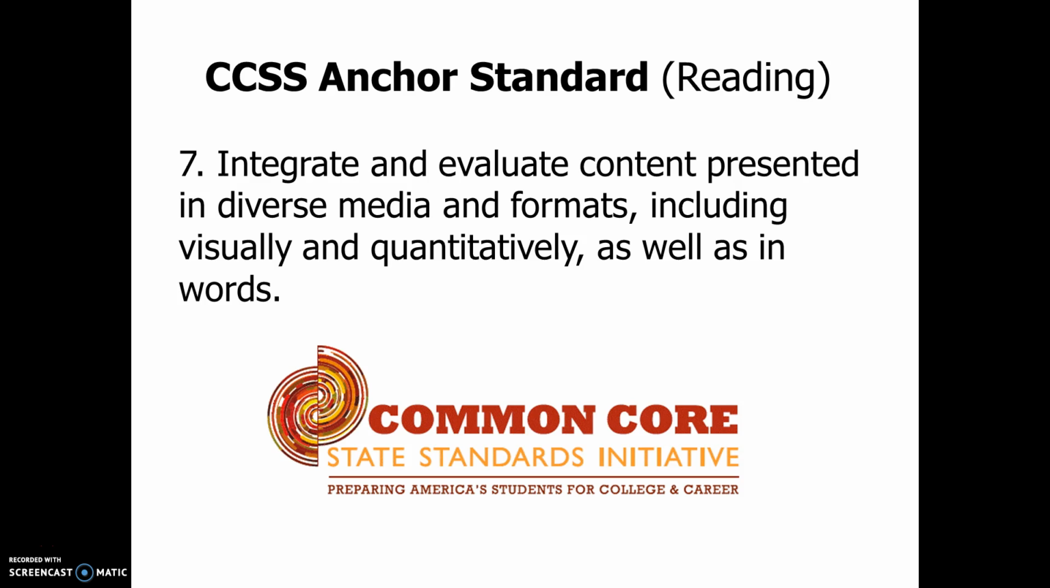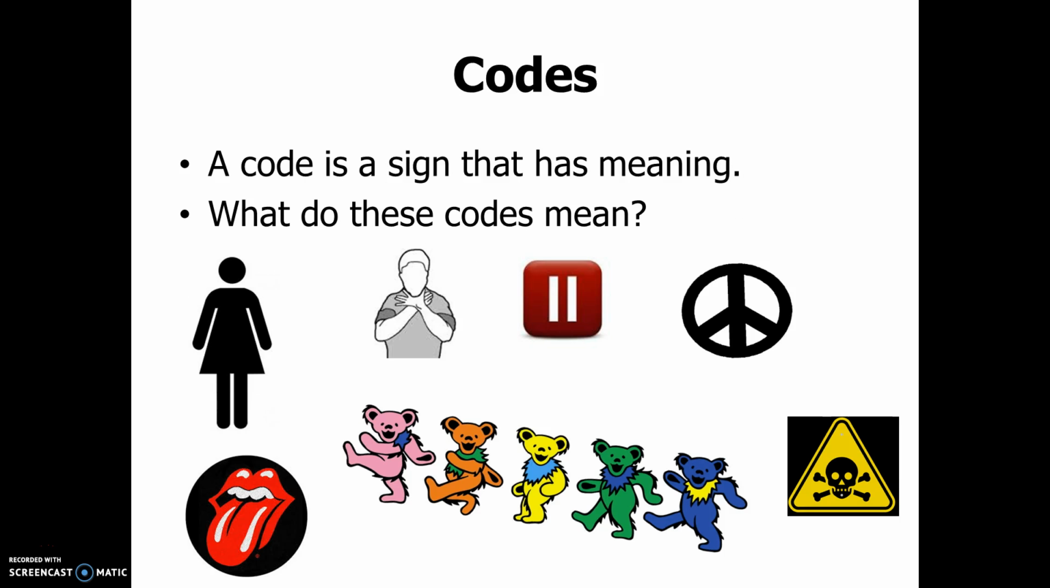So viewing actually corresponds with Anchor Standard 7 under Reading, Literature, and Informational Text for the Common Core State Standards. Anchor Standard 7 specifies that students need to be able to evaluate information presented visually. So today we're going to talk about different ways that you can analyze photographs. So let's start by talking about codes.